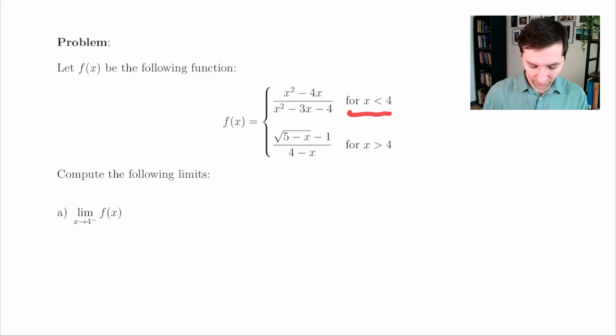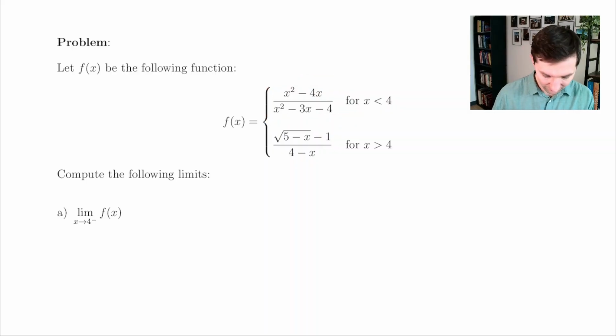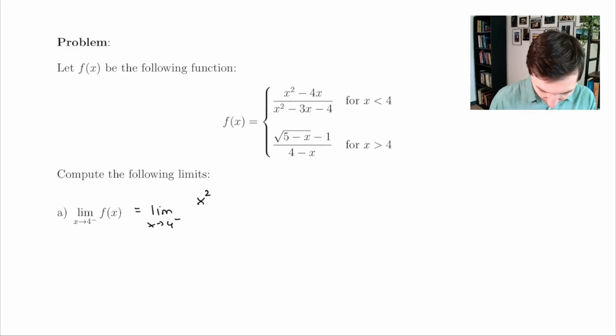Inputs less than 4 use the top formula. So that means to compute the limit from the left, I take the limit as x goes to 4 from the left of the top formula, x squared minus 4x divided by x squared minus 3x minus 4.